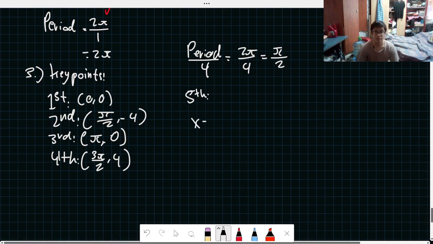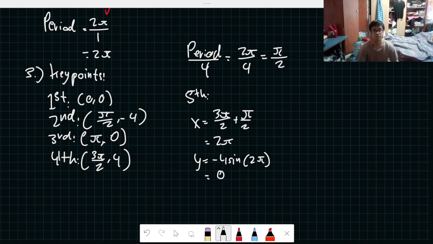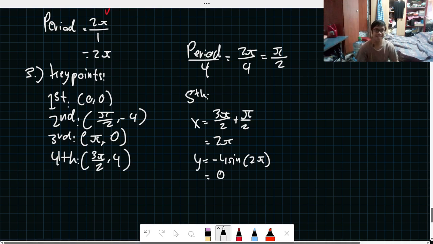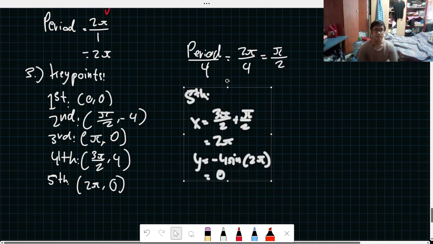Now for your fifth key point, to find your x value, just simply add the recent x by pi all over 2. So you have 3 pi all over 2 plus pi all over 2. So adding them together will give you exactly 2 pi. Then substituting it here, y is equal to negative 4 times sine of 2 pi will give you exactly 0, because again, sine of 2 pi is 0. All right. So therefore, what would be the answer? Your fifth key point would be 2 pi, 0. That's it. So we're good to go here. Okay. So we found all the key points.